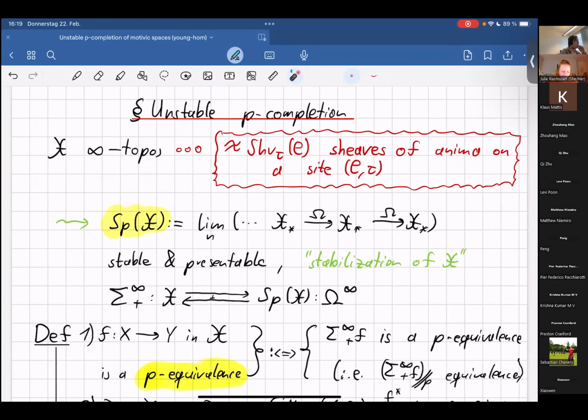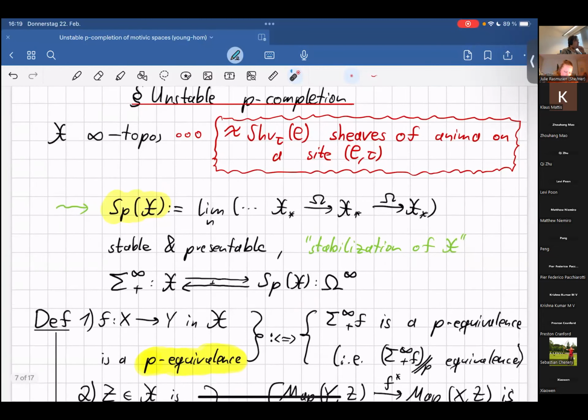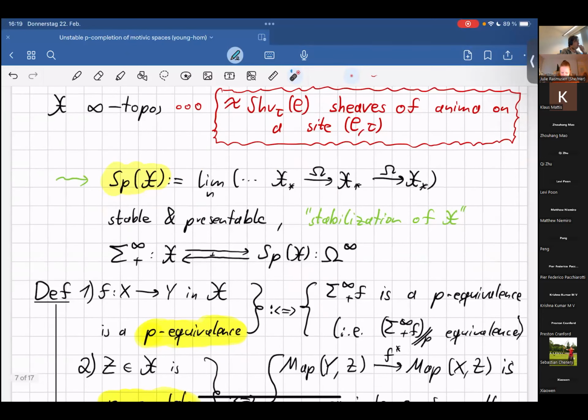So now our setting is that we have an infinity topos X, and to any infinity topos we can associate a category Sp(X), which we call the stabilization of X, and this is given by the limit over taking the iterated loop space on pointed objects in X. And if you plug in the category of anima here, then this is just the usual definition of the category of spectra. So this is the generalization of the category of spectra to an arbitrary infinity topos. So you can show that this category is stable and presentable.